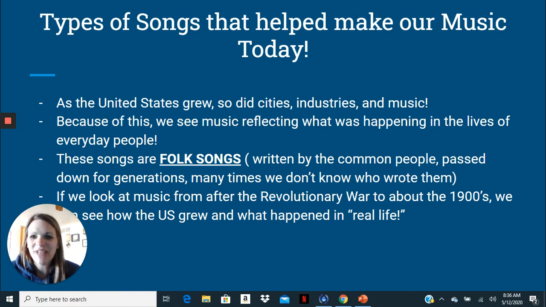Our next lesson for this week is on types of songs that helped make our music today, mostly way before the 1900s. We're talking all music that was from after the Revolutionary War until about 1900. Before I get going into that, quick reminders.